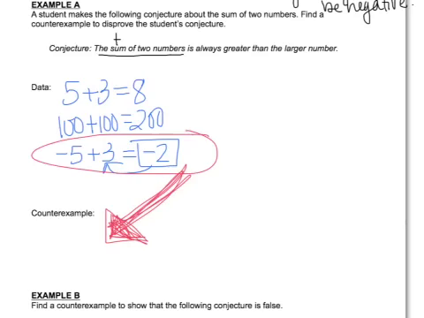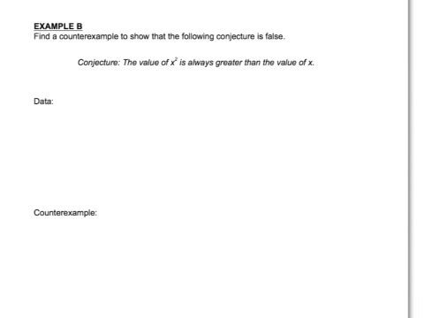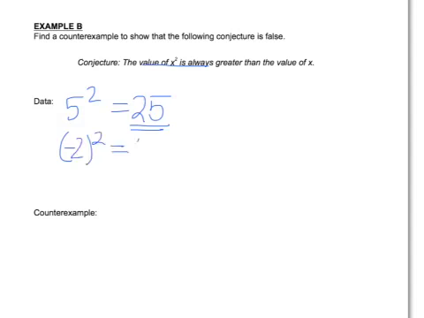Let's try the next one down. Find a counterexample to show that the following conjecture is false. My conjecture: the value of x squared is always greater than the value of x. So let's try some numbers. Let's let x equal 5. 5 squared is 25. We're saying the value of x squared is greater. Well, here's my x squared. It's greater. What about a negative number? That worked last time. What about negative 2 squared? Well, negative 2 squared is positive 4. That's not a counterexample because 4 is definitely bigger than negative 2.